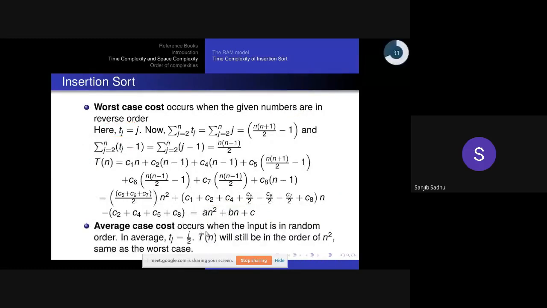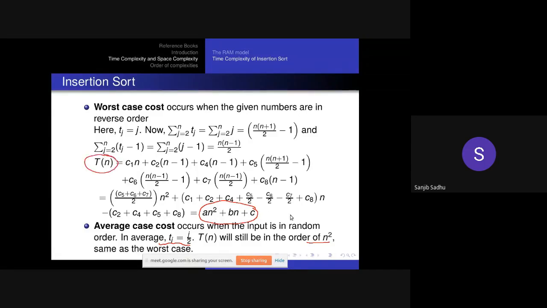And for the average case, this will still be big. Means you have to take the average, tj times j by 2, and here you still get n square. In the next class I will show in detail the time complexity notation, etc.